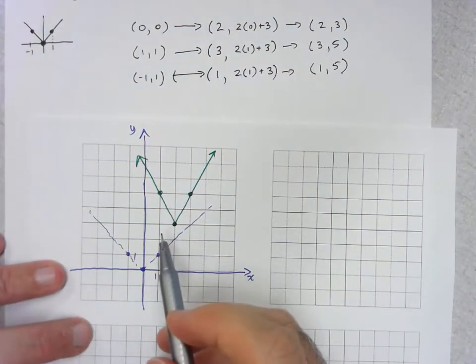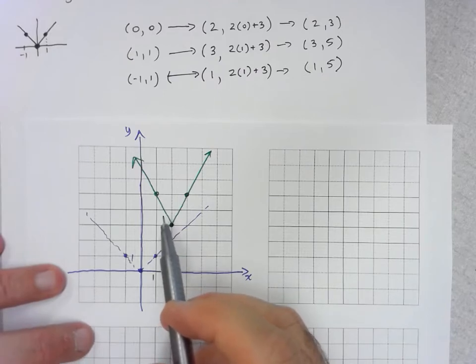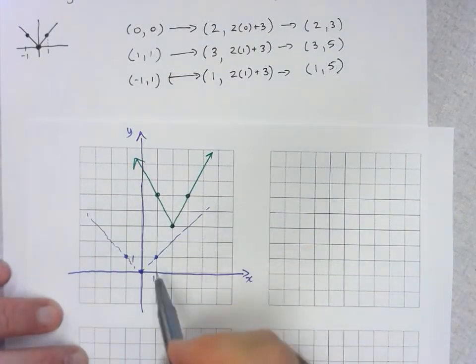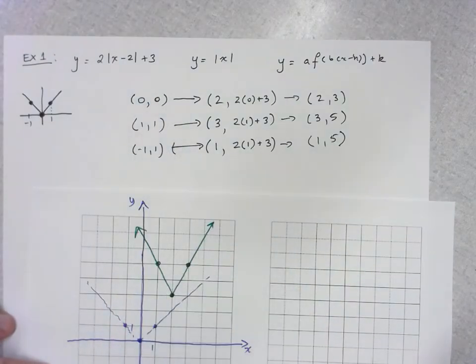And it makes sense because it's been vertically stretched, okay, so kind of like pulled up, so that's why it's thinner, and it's been moved along 2 units to the right and 3 units up as we see here. Okay, that's it for this one.